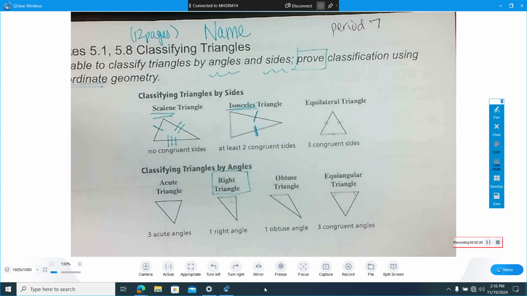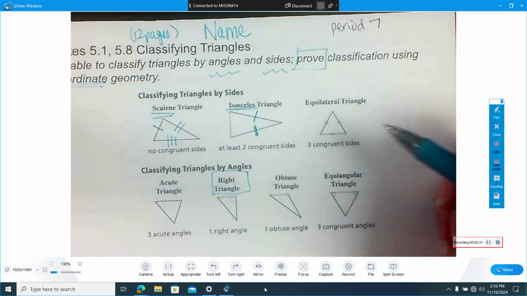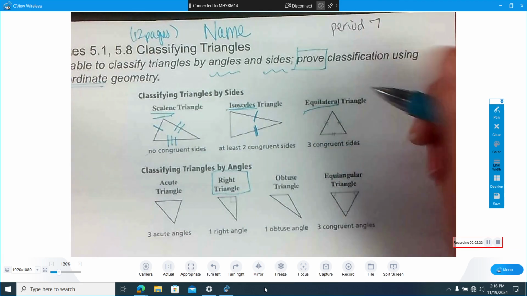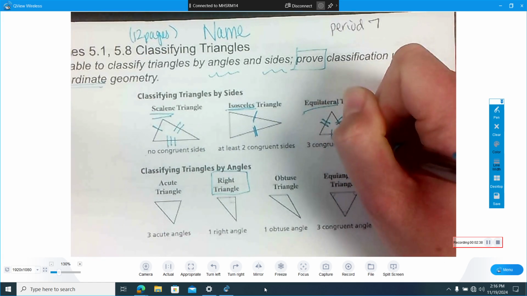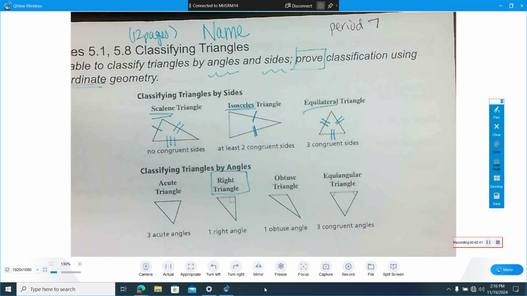All right, so isosceles says at least 2 congruent sides. And then equilateral is all 3 sides are congruent. All right, 3 congruent sides. So, question, does that mean an equilateral triangle is also isosceles? It does. Because does it have 2 congruent sides? It sure does. And it has another 2 congruent sides and another pair of 2 congruent sides. It is a subset of isosceles.